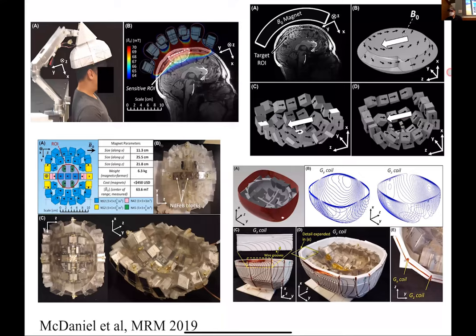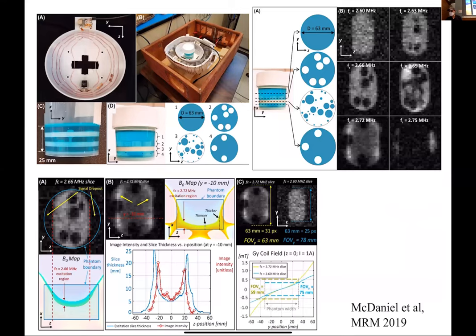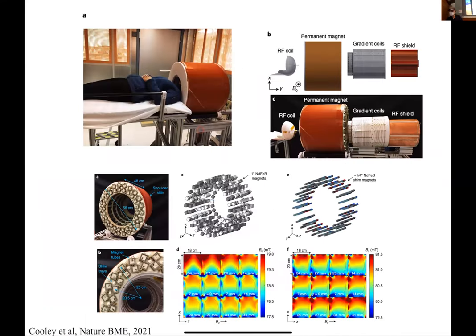Another thing that they tried in that group was creating a magnet that you could just put on someone's head, sort of like a hair dryer, or what you might see in a hair salon. They built special gradient coils and RF coils that all would be in a helmet shape. And their latest work, which was just published this year, is going back to the more traditional design, where now they have the magnet, the gradient coil, and the RF coil all together. So after they tried all those other designs, for whatever reason, they decided to go back to the more traditional design.